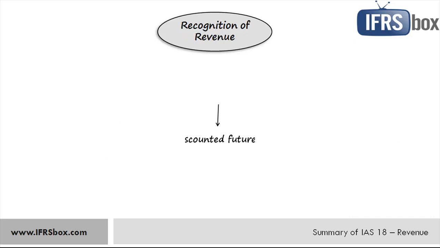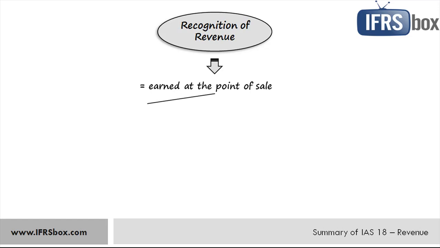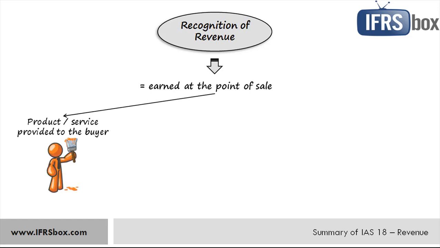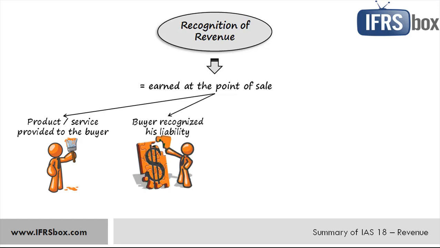Let's now talk about the general rule of revenue recognition. Revenue shall be basically recognized as earned at the point of sale, because at that point usually 4 criteria will be met. The first one, the product or service has been provided to the buyer. The second one, the buyer has recognized the liability to pay for the goods or services provided.